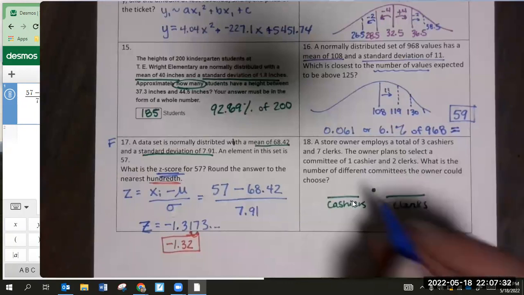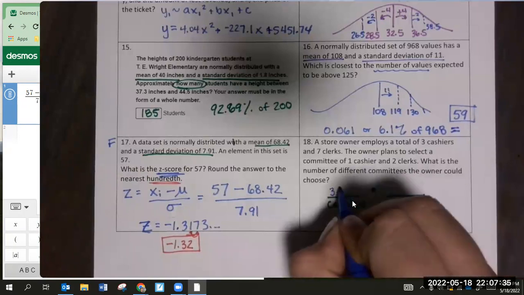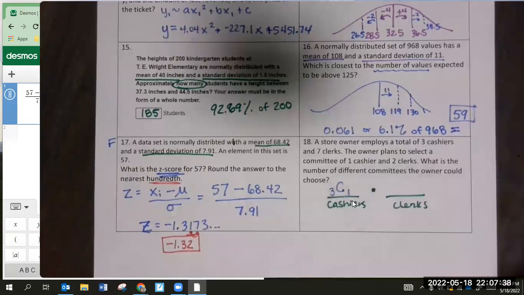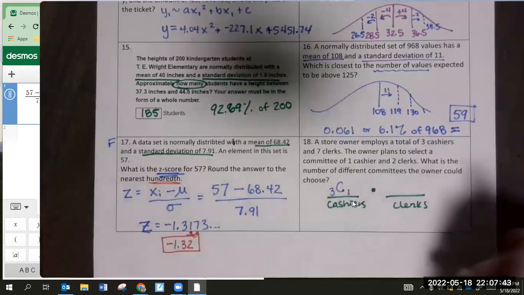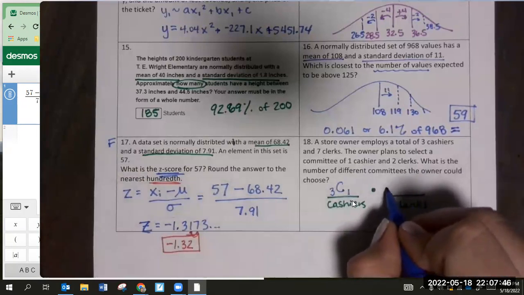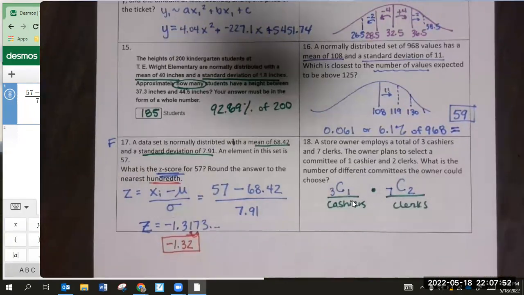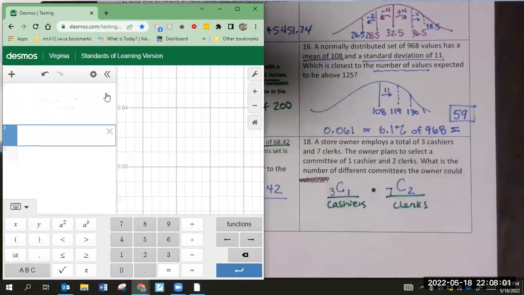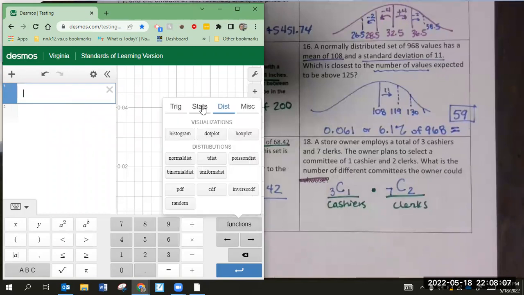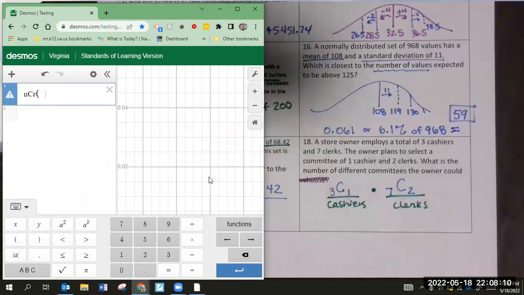We do have 3 total cashiers and we need to choose one of them. We're going to choose one because the order we choose these cashiers in doesn't matter. We have 7 total clerks and we need to choose 2 of them. So what we're doing here is choosing. Something that gave that away was the word choose. And then choose. It is a formula on your formula sheet, or we can just come to functions, hit stats, and we've got our n choose r. We've got our 3 choose 1.